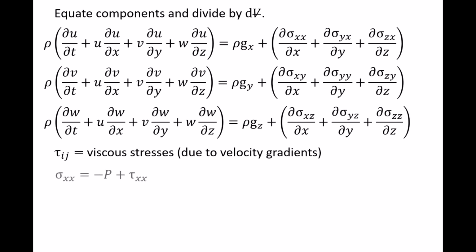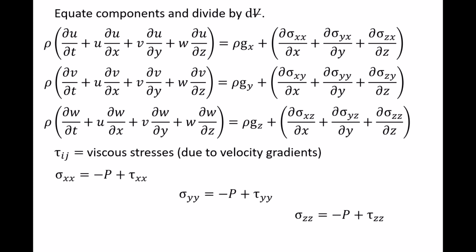Sigma xx is equal to negative pressure plus viscous stress tau xx. Sigma yy is equal to negative pressure plus viscous stress tau yy. And sigma zz is equal to negative pressure plus viscous stress tau zz. The pressure has a negative sign because it always points inward in the opposite direction of the normal vector n hat. Tau xx, tau yy, and tau zz represent the viscous stress caused by a fluid element stretching in the direction of the velocity gradients.